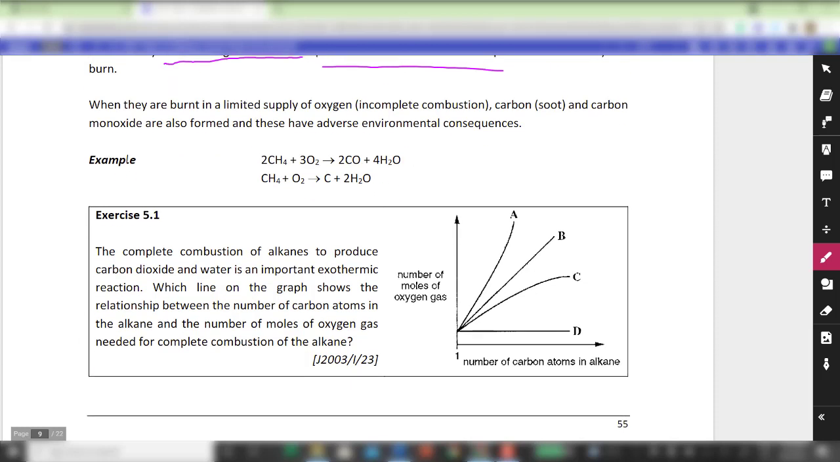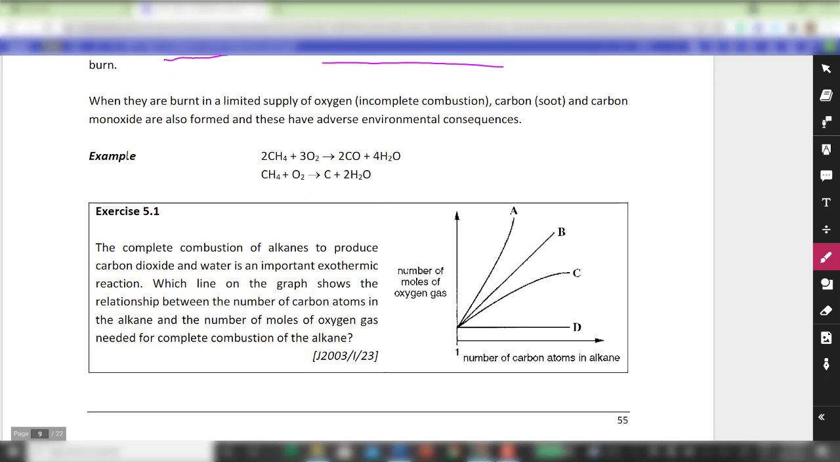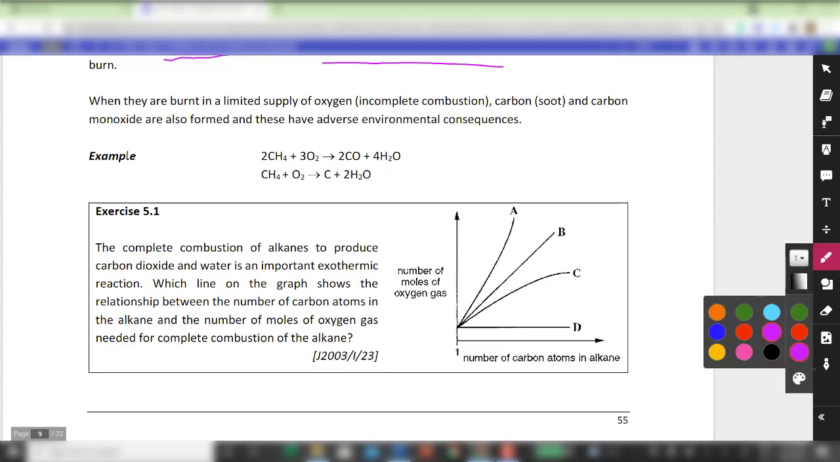Then we have exercise 5.1 over here. It reads: the complete combustion of alkanes to produce CO2 is an important exothermic reaction. Okay, fine, we know about it. Which line shows the relationship between the number of carbon atoms in the alkane and the number of moles of oxygen needed for complete combustion? So again, the thing we need to do is probably to write a balanced equation. So instead of CxHy, we write it as CnH2n+2. I thought that might be better.